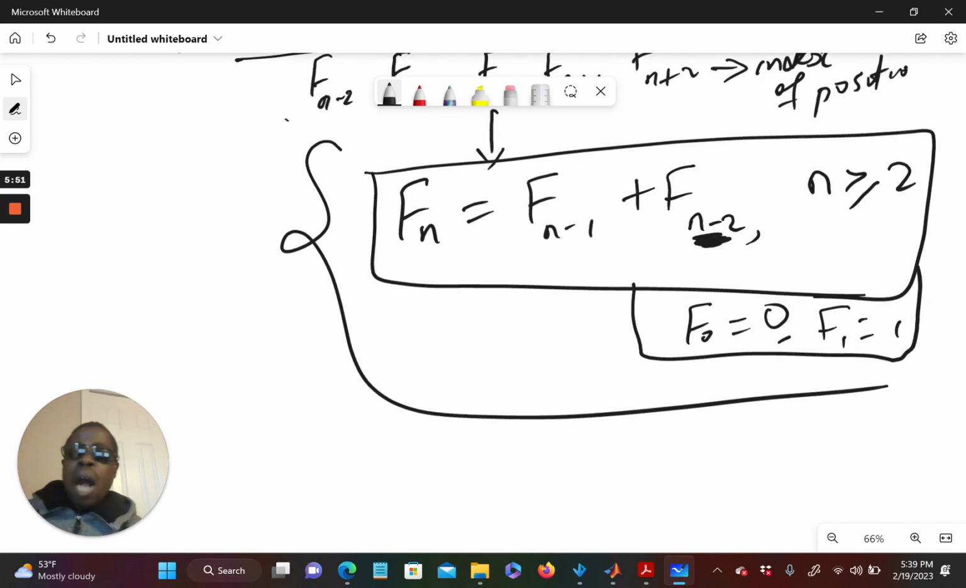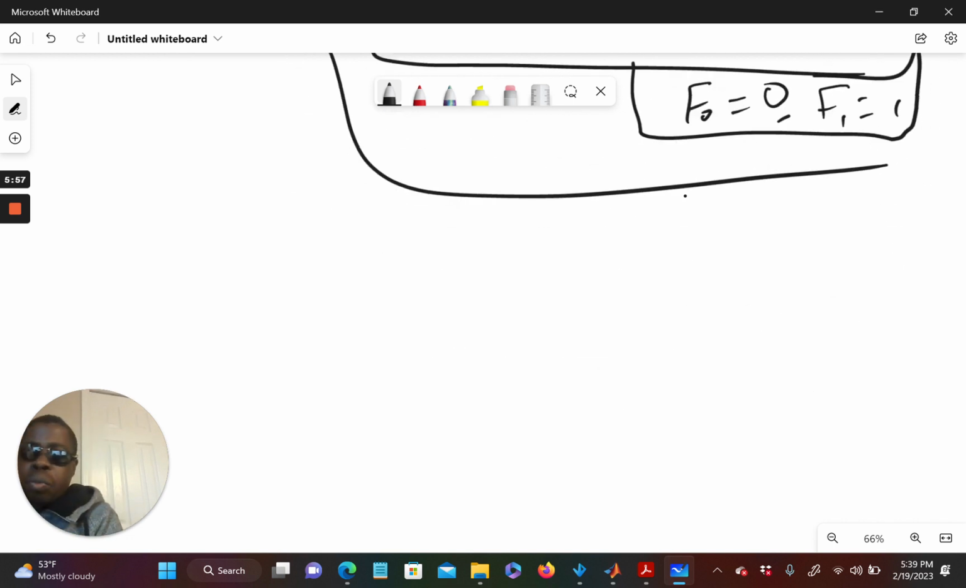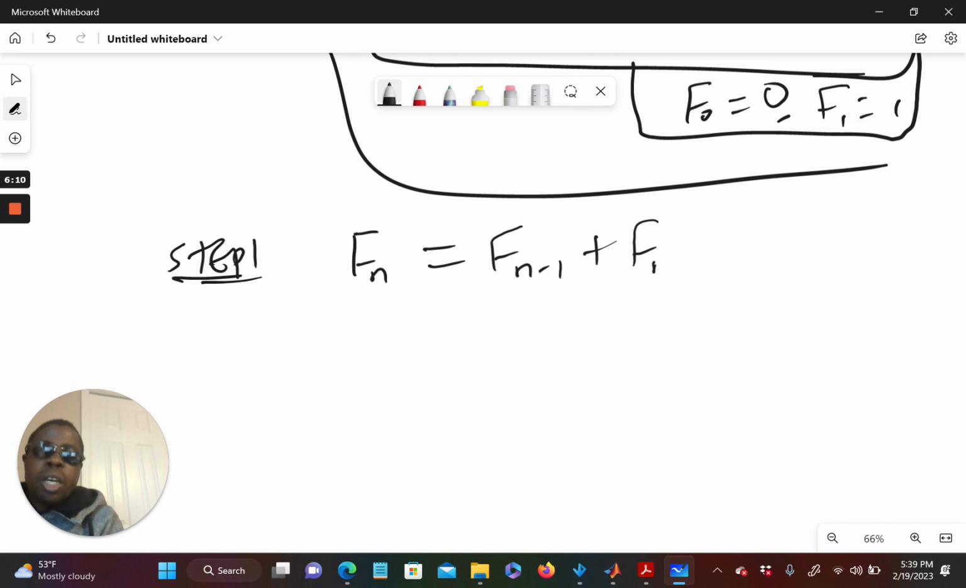Okay, now how do we derive the closed form solution for this? So step number one, make sure you know what you are working on. So you can write out the original equation, write out the original sequence. Now remember you have to keep the two initial conditions at the back of your mind. Now, this is equation 1.